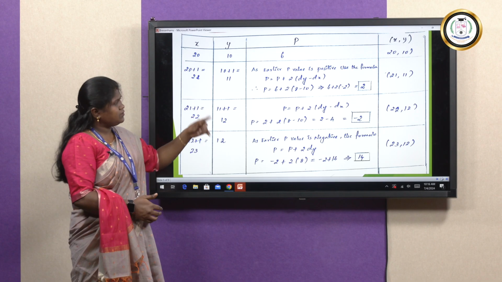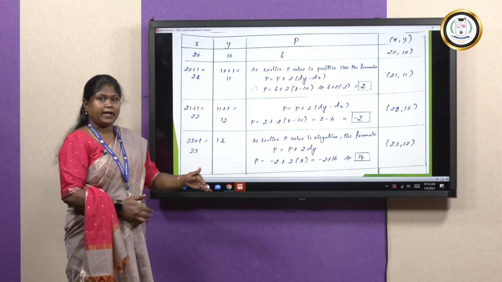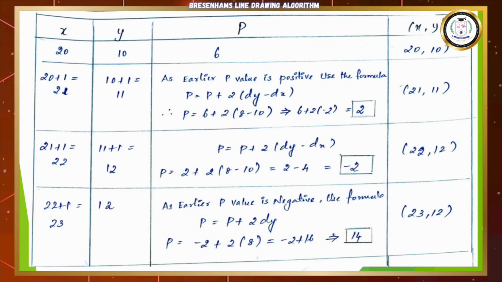And again, since the earlier p value is positive, we will be using the same formula to get the next p value. So we are substituting the same formula. P is equal to, now the p value is 2, 2 plus 2 into 8 minus 10, now the value is minus 2. So the next point is 22, 12, which is given there.